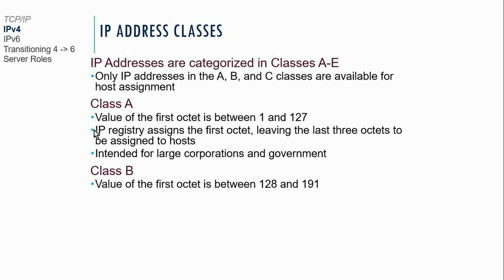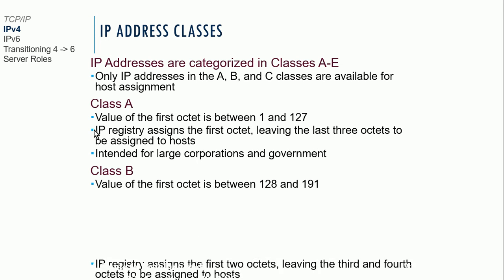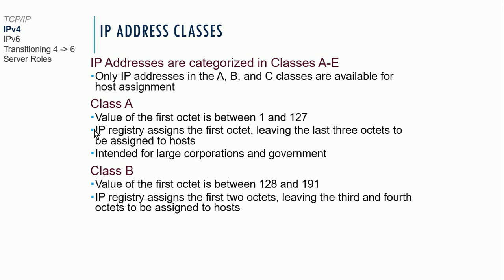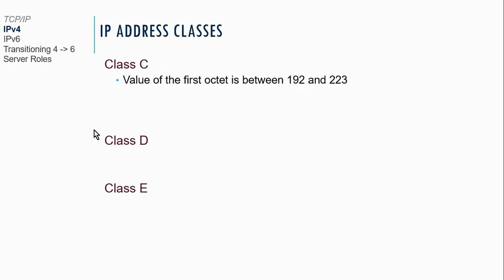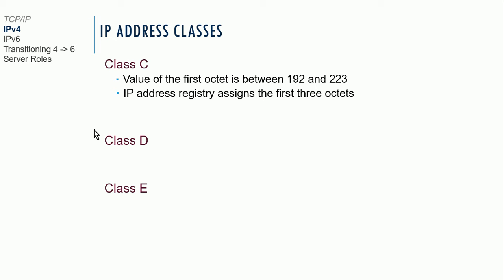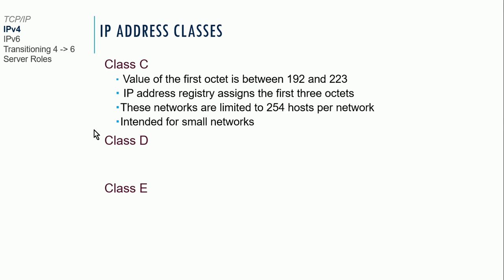A Class B address, on the other hand, starts with an octet between 128 and 191. This is where the first 2 octets are assigned by the Internet Registry, and the third and the fourth are assigned by you. This would be for medium to large networks. It would give you a tremendous number of IP addresses, but not as many as a Class A address. So it's kind of the middle of the road. And then finally, you have a Class C, which starts between 192 and 223. The IP registry assigns the first 3 octets, leaving you with 250 hosts for the host portion of the address. So again, much smaller than the other ones, but probably more efficient if it's not a huge organization requesting an IP address.